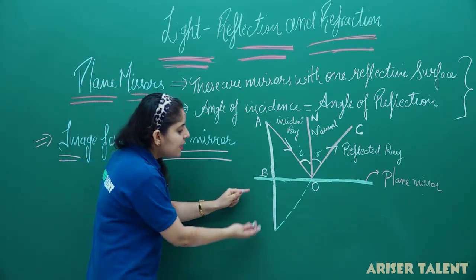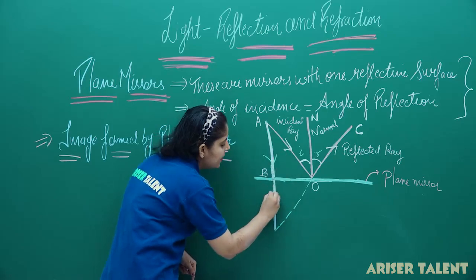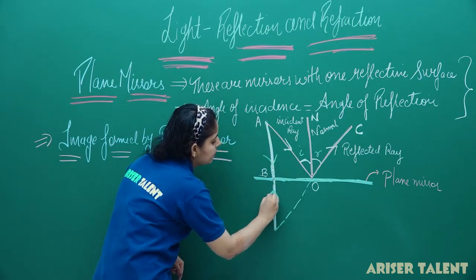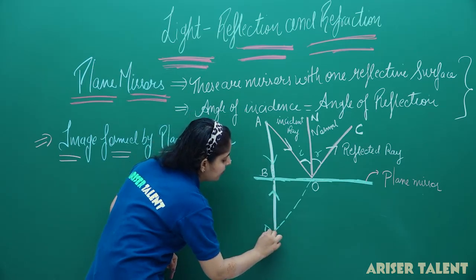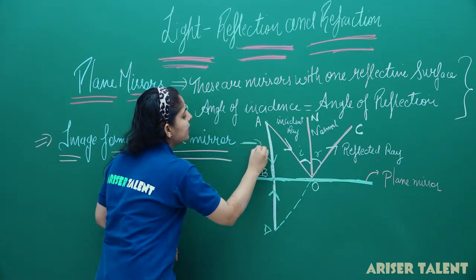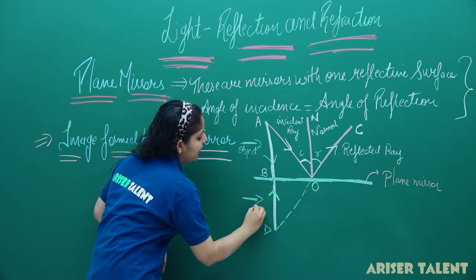And this is the image, the inverted one, that we are getting here. This image I am naming D. So this is our object and this is the image we are getting here.